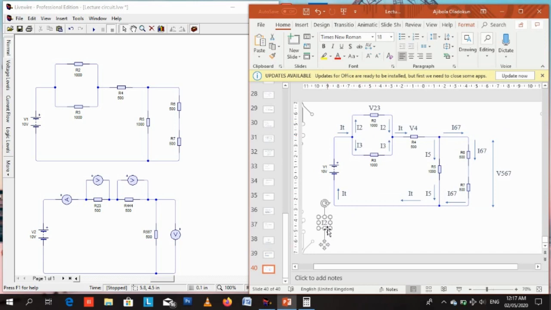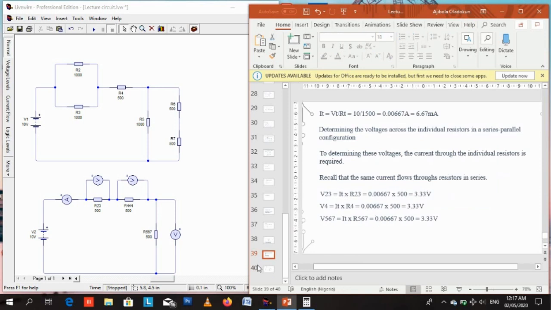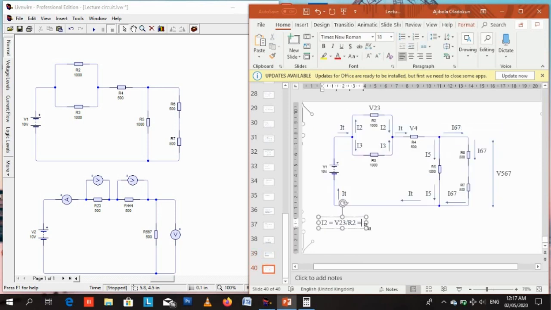So let's start by getting I2. What is I2? Remember that current according to Ohm's law is V over R. It will be V23 divided by R2. So I2 is V23 divided by R2. And V23 is 3.33. So that means I2 will be V23, which is 3.33 volts, divided by 1000.